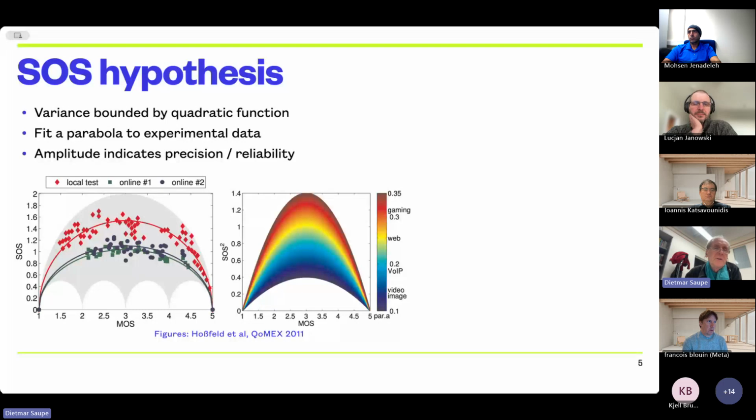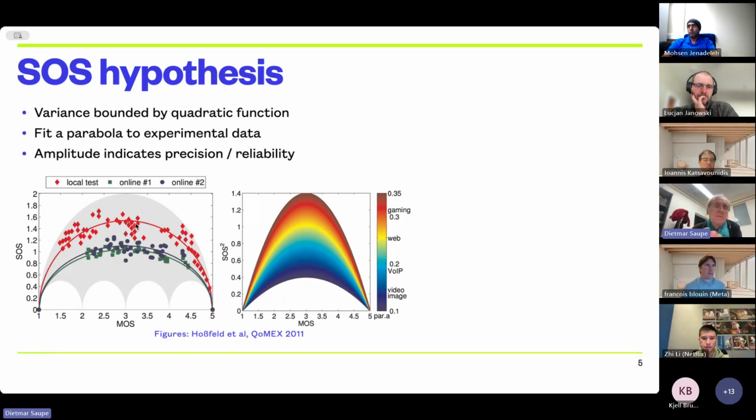Okay, and then they put forward the SOS hypothesis, saying that the variance is bounded by a quadratic function, and you can fit a parabola to this experimental data. And then if the amplitude is considered, so it's kind of like the scale of these parabolas here, or, well, these are square roots of parabolas, the larger the scale here is, the more unreliable the data is, the higher the variance per stimulus, and so the less reliable it is.